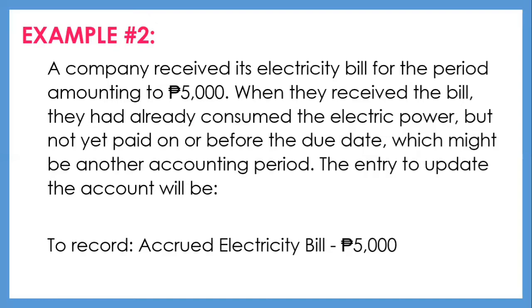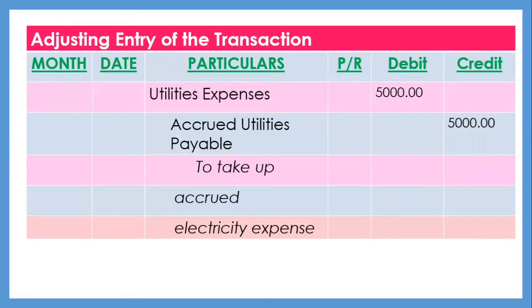So suppose our due date for our electric bill is also every 30th of each month, and let's just say it's still the 21st of the month. Meaning you have already consumed electricity, however, you have not paid your electricity bill as of yet, since your due date is still on the 30th. So how do we go about this one? In journalizing this, this will be our adjusting entry of the transaction. This is how our adjusting entry looks like. We will be debiting utilities expense.